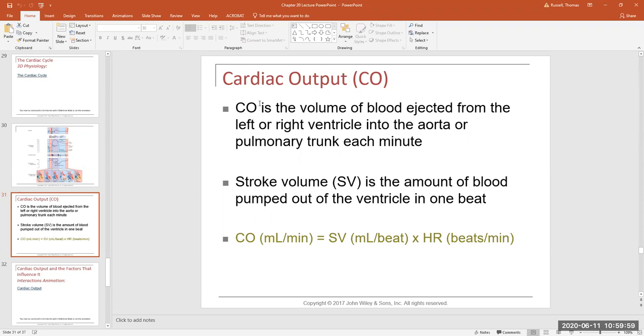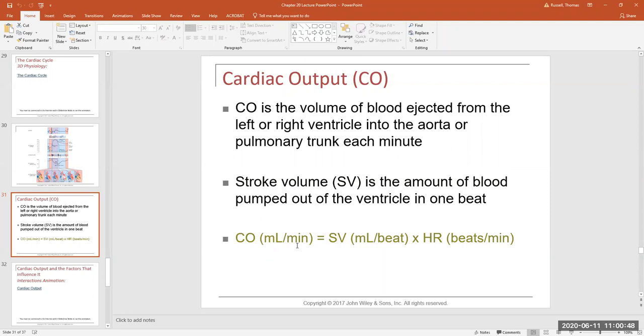How do we calculate how much blood the heart pumps out every minute? Well, we have to know only two things. We have to know how much blood the heart pumps out every beat, and then how many times a minute the heart beats, which is heart rate. If you know both, all you have to do is multiply them together to get the volume of blood per minute. So look at this multiplication. When we multiply the stroke volume times the heart rate, beats cancel out, and you're left with milliliters per minute. And that's a unit of cardiac output.